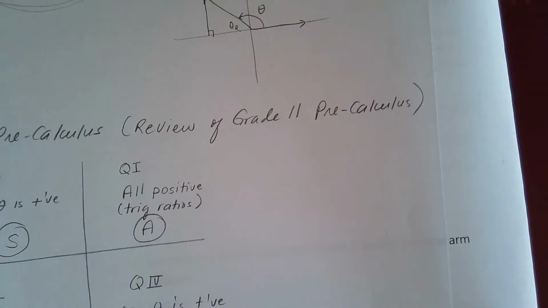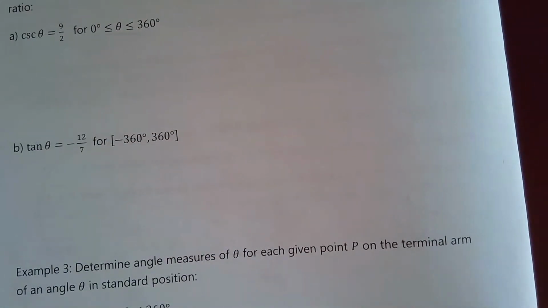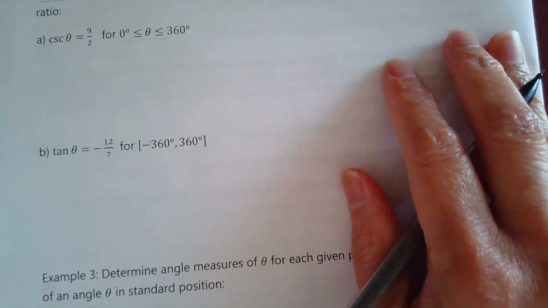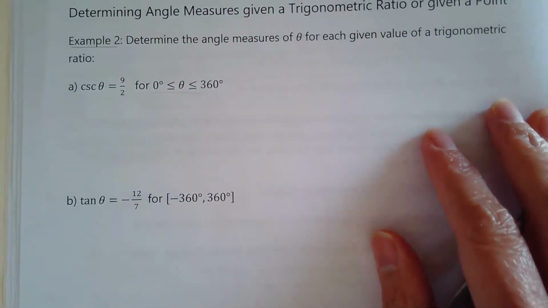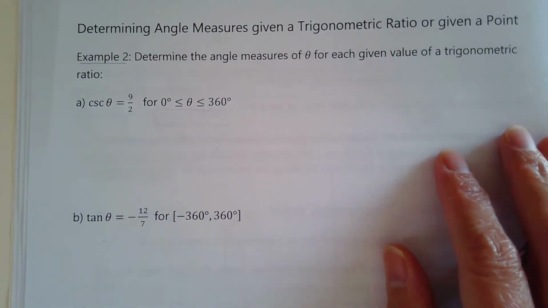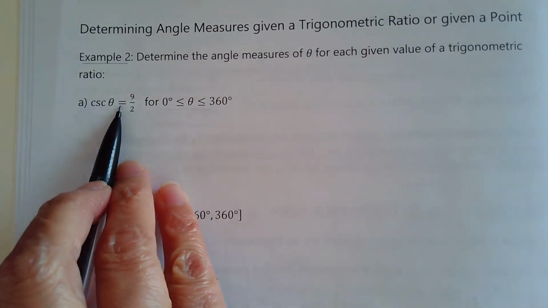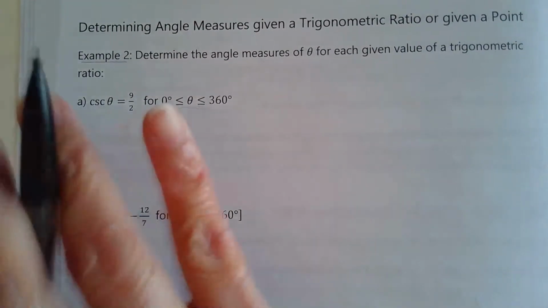Okay, so, why did I talk about that for a second? Well, it's because of this type of question. It's leading up to this question. It says here, cosecant of theta is equal to 9/2. Okay, pause for a second.